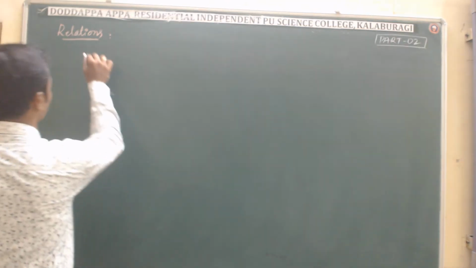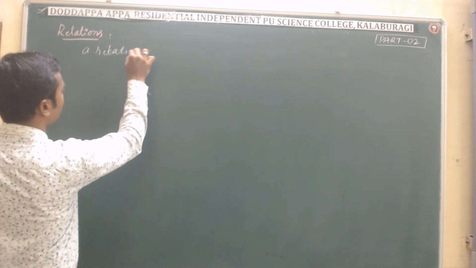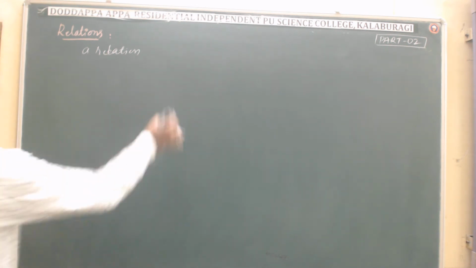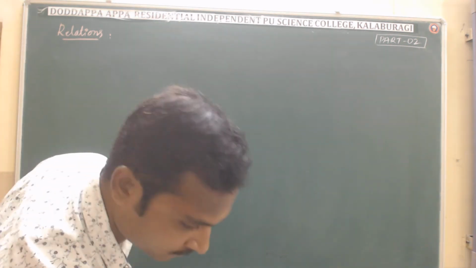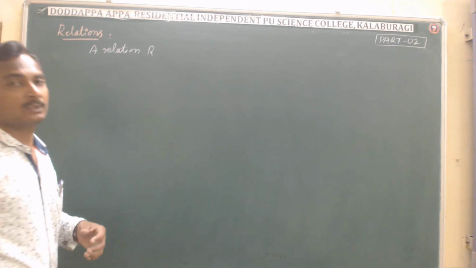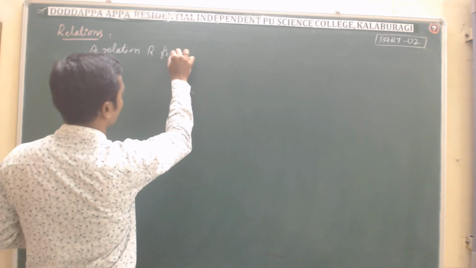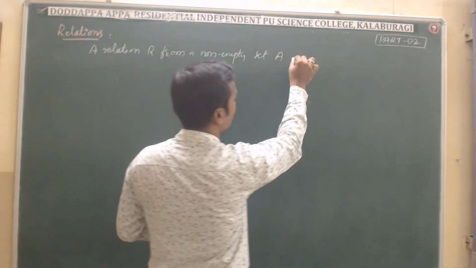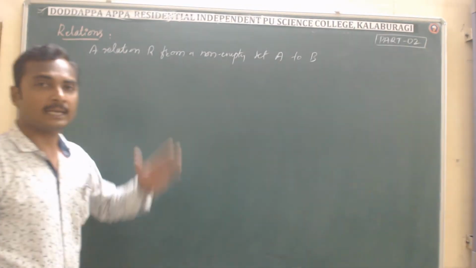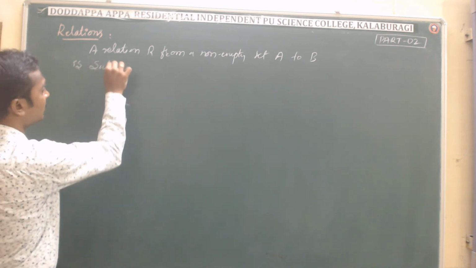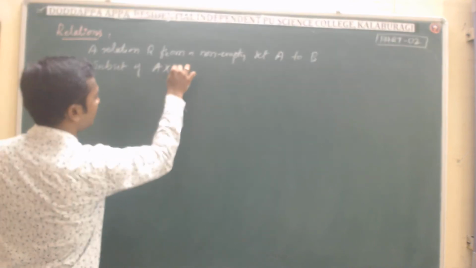Basically, a relation R from a non-empty set A to a non-empty set B. A relation R from the set A to the set B is nothing but a subset of A cross B.